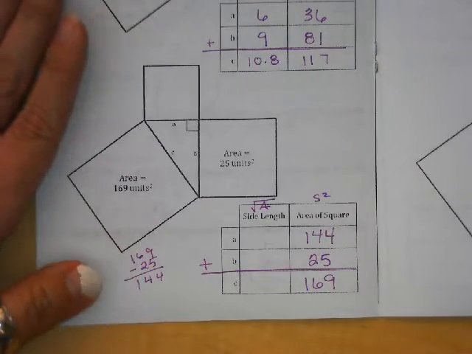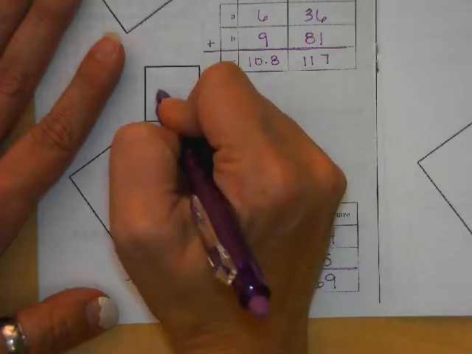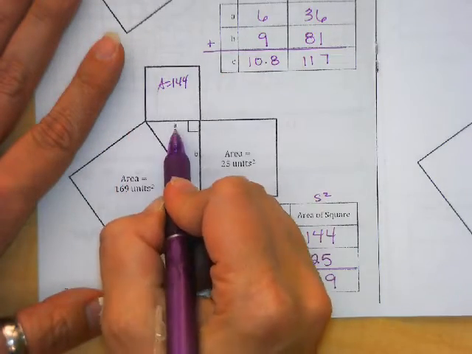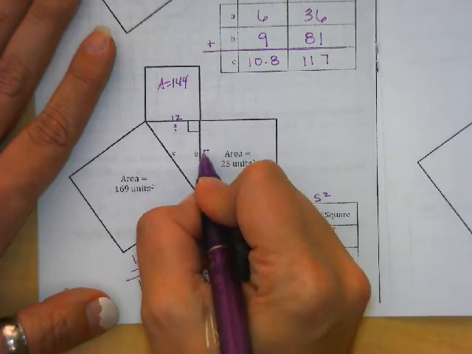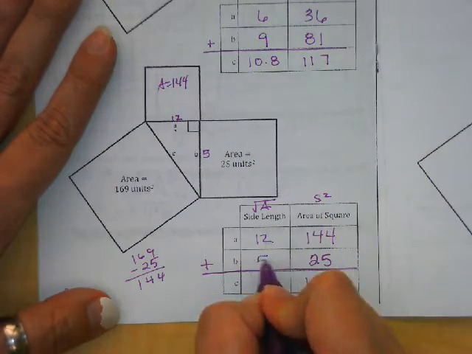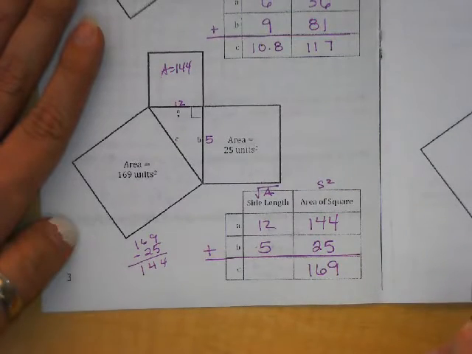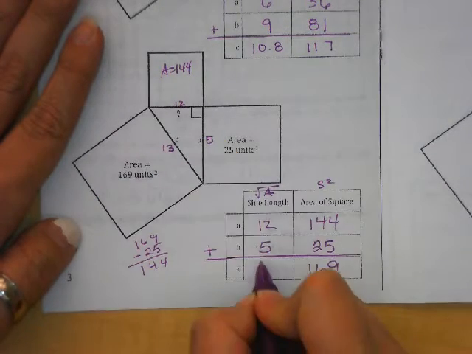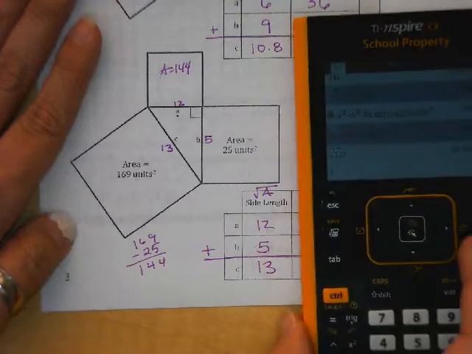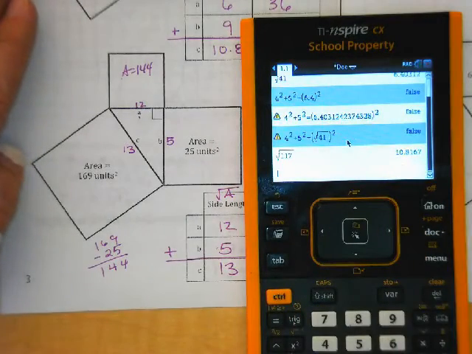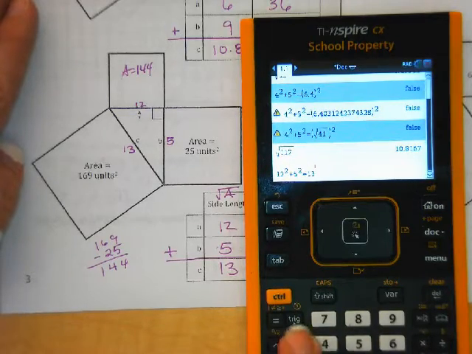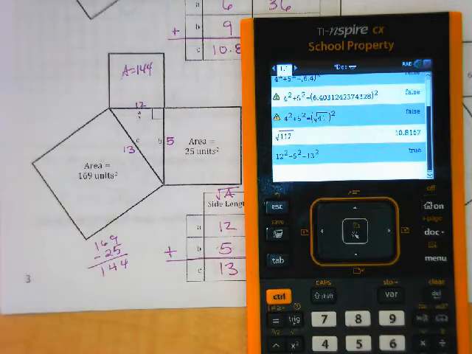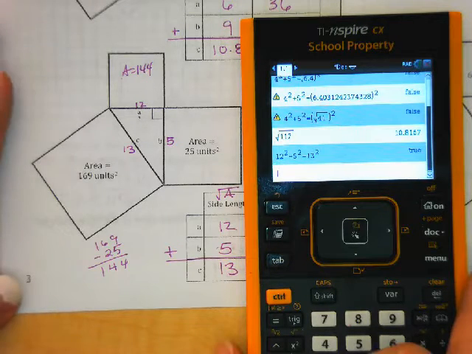So let's tell me about the side length. What is the side length? If this is 144, what is the side length of A? 12. What's the side length of B? 5, because you're taking the square root. What's the square root of C? 13. Okay. Because this one is nice, this one will check in the calculator. So we can say 12 squared plus 5 squared equals 13 squared. Very nice. So we can check in our calculator if they are what we call, remember, perfect squares. They come out to a nice number.